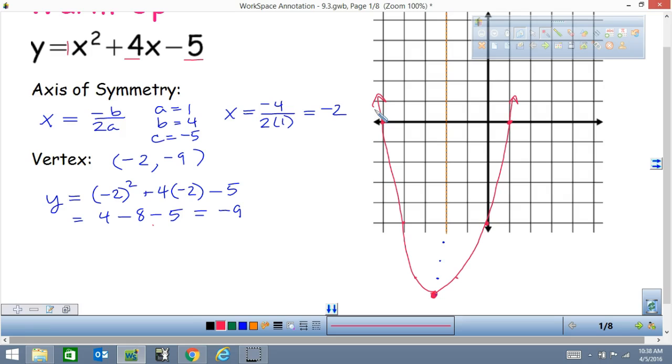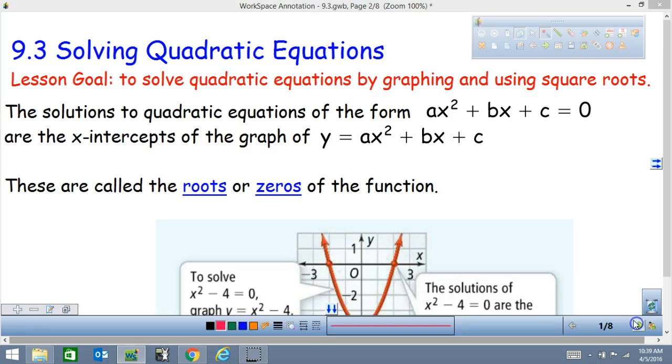Now let's take special note at these x-intercepts. This is 1, 0, and this is negative 5, 0. If we come back to our equation and factor, it factors to x plus 5, x minus 1. So when x is negative 5, negative 5 plus 5 is 0, and when x is 1, 1 minus 1 is 0. We're going to be interested in these x-intercepts today. So this is what we're going to do today: we're going to solve quadratic equations by graphing and using square roots.